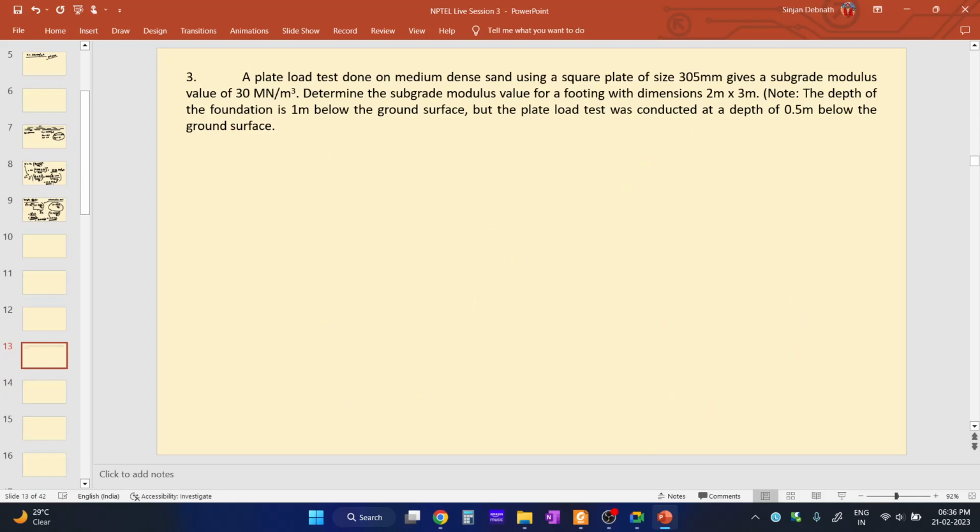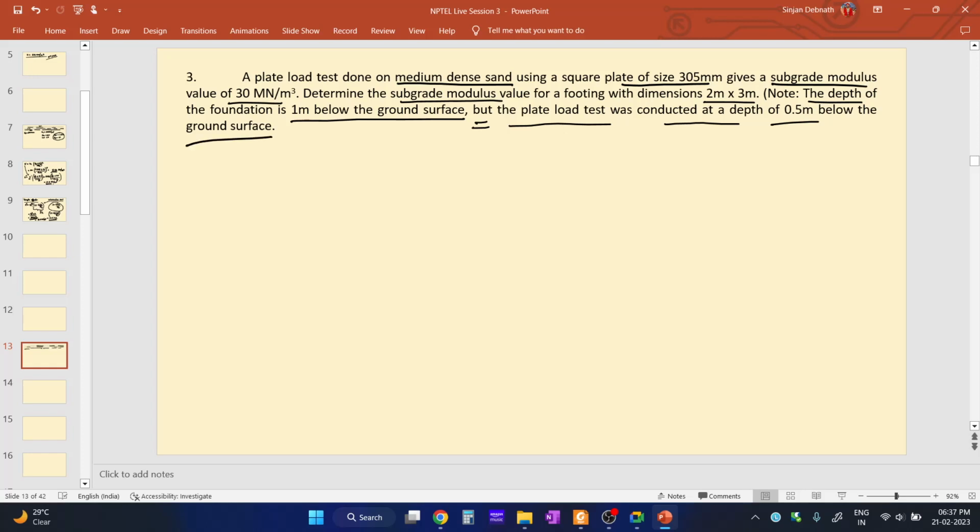So now let's come to the third question. So what is the third question? A plate load test done on medium dense sand using a square plate, same as that of the last two questions, gives the subgrade modulus of 30 meganewton per meter cube. Determine the subgrade modulus value for a footing having dimensions 2 meter by 3 meter. The depth of the foundation is 1 meter below the ground surface. But here comes the but. The plate load test was conducted at a depth of 0.5 meter below the ground surface.